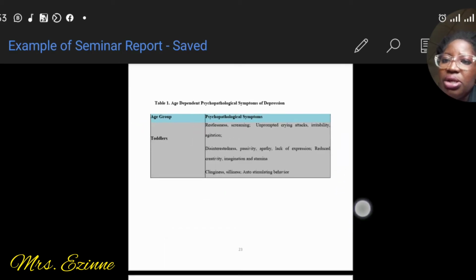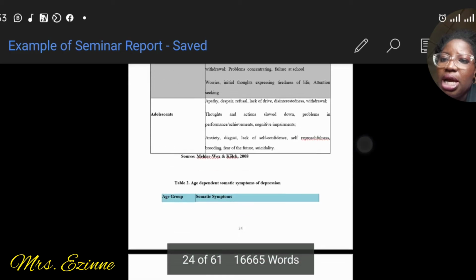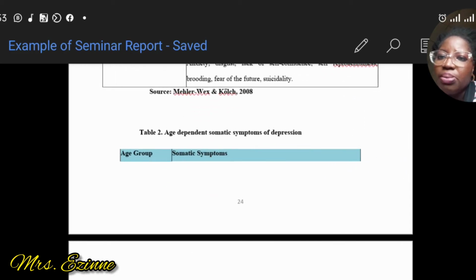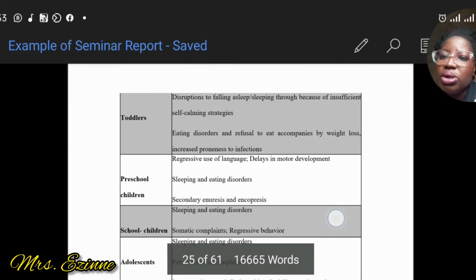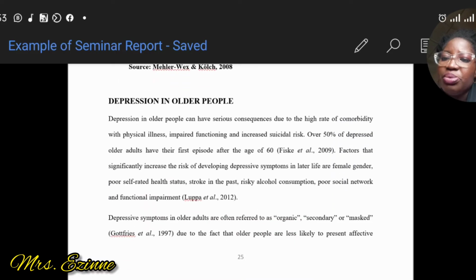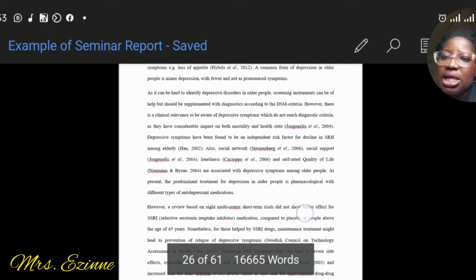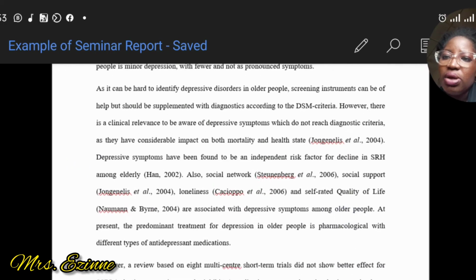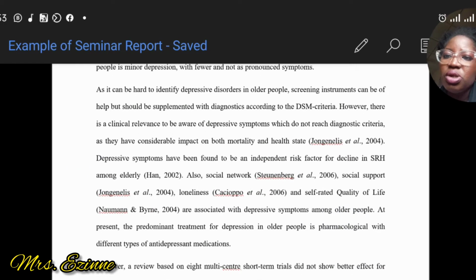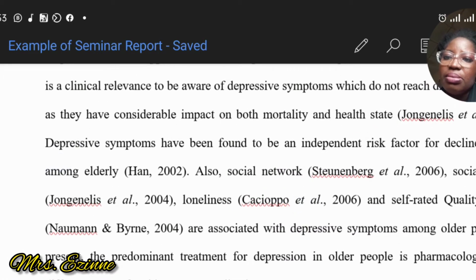I already used a color table, and you make sure that it's well referenced. Talk about depression in older people, so two groups. You can see, after writing, depression symptoms have been found to be an independent risk factor for decline in self-rated health among the elderly. You can see that I referenced there.